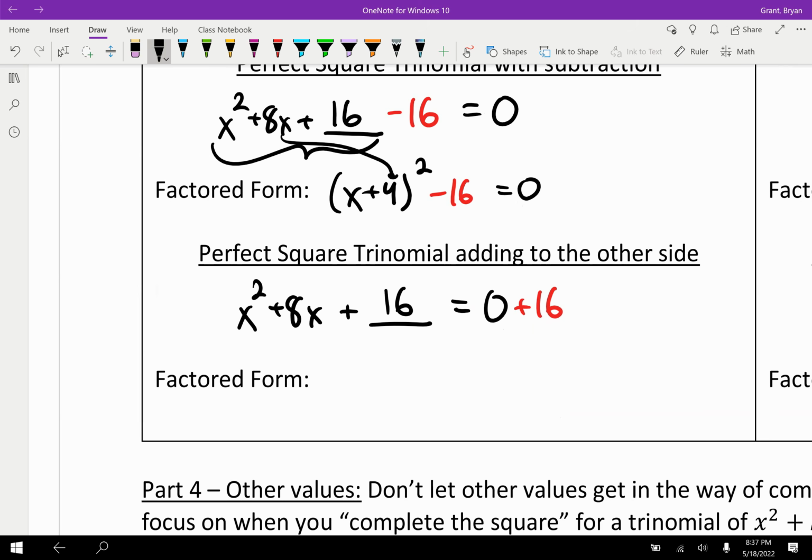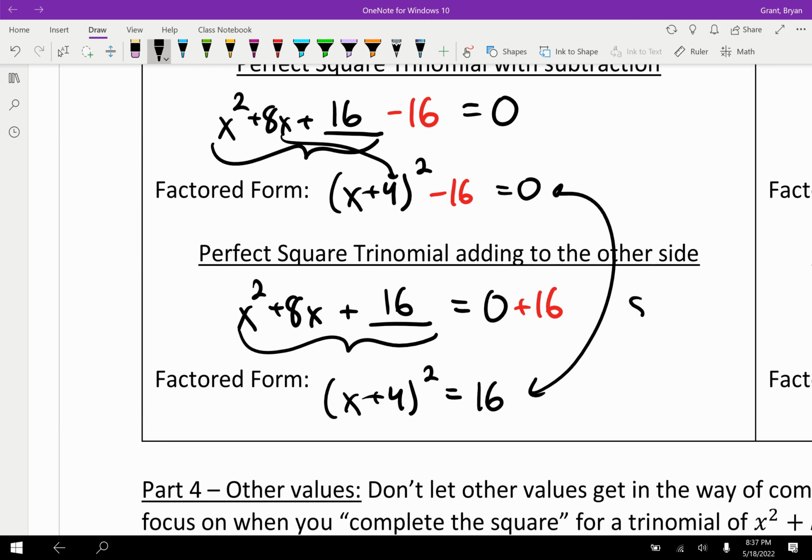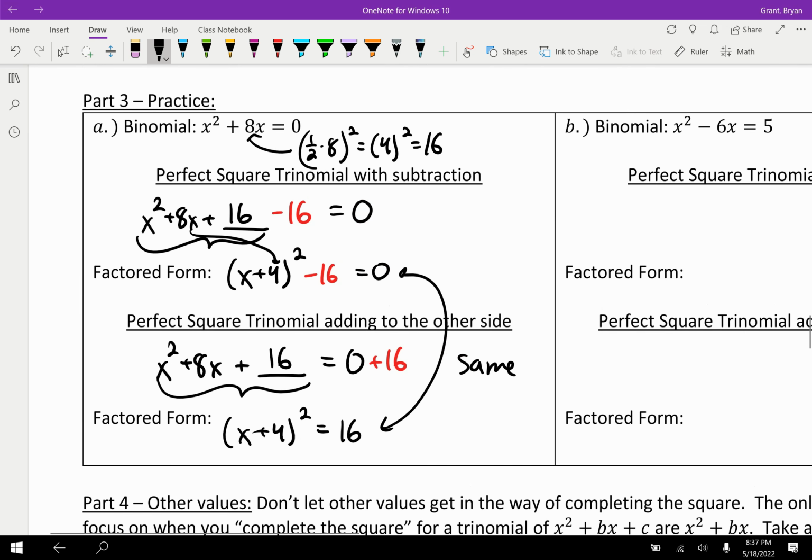Then the factored form is just going to affect this left side, x plus 4 squared. The right side, we might as well combine our like terms. 0 and 16 makes 16. Can you see that these two are the same, right? Just done in a slightly different way. Go ahead and try b over here. And then we'll conclude this little exercise, get some practice in, and call it a day.